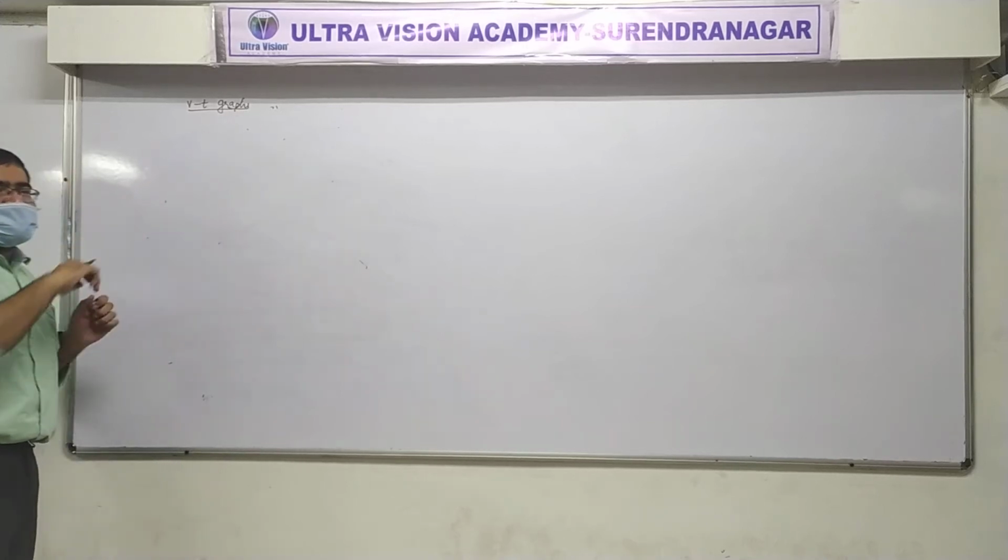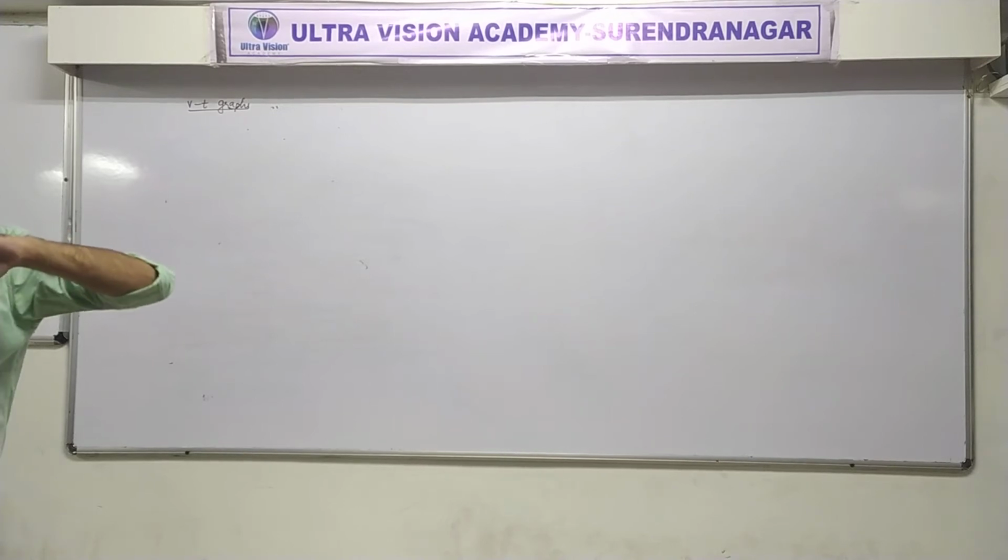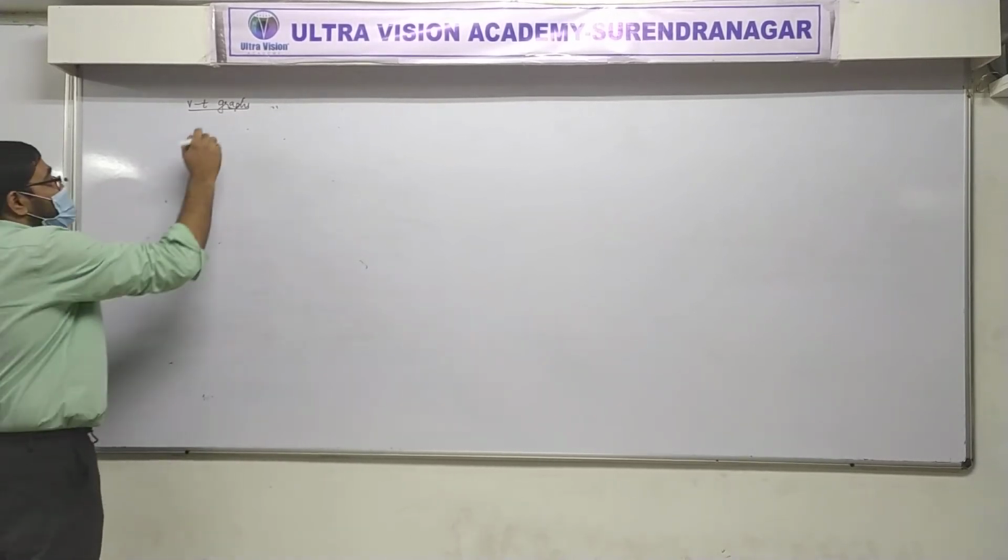So we are going to now explore various types of VT graph, their different shapes and what happens with each case. What kind of motion it represents.